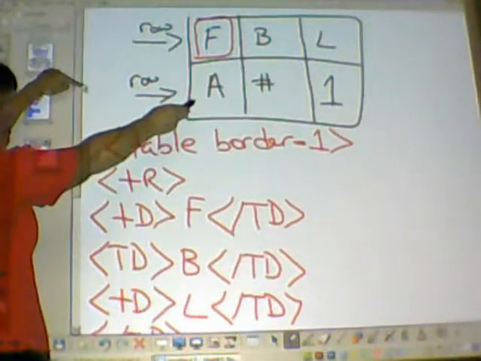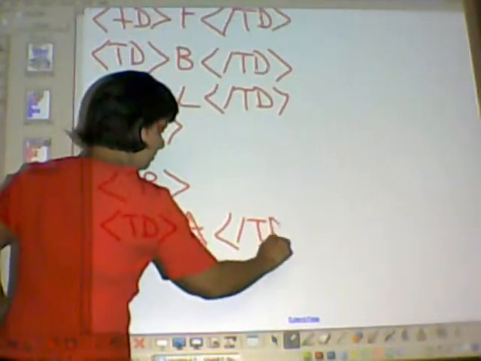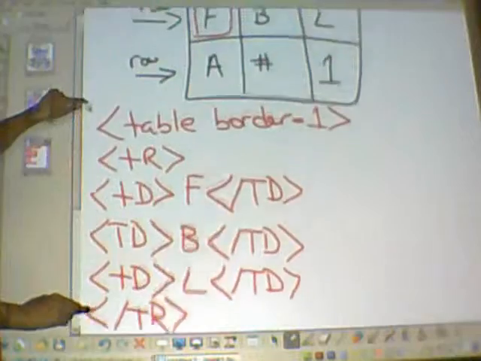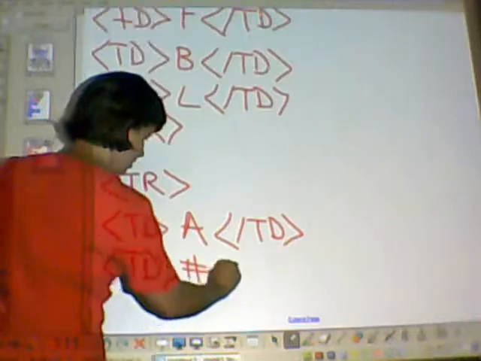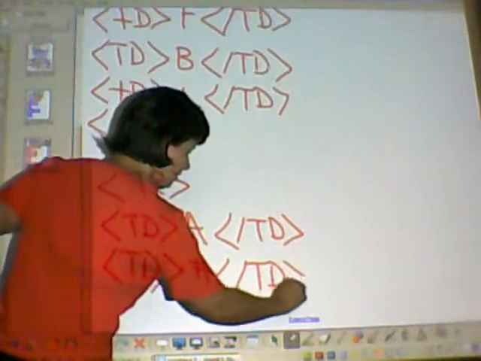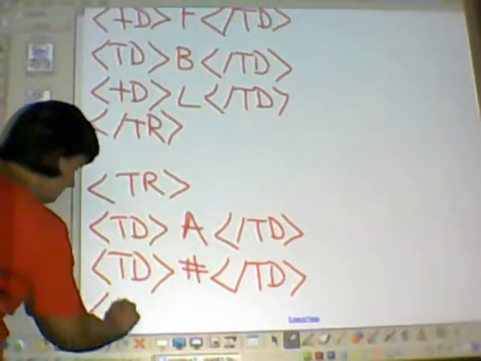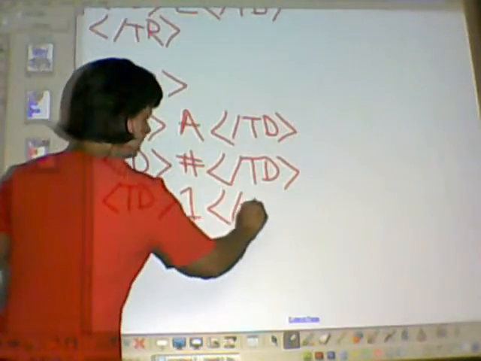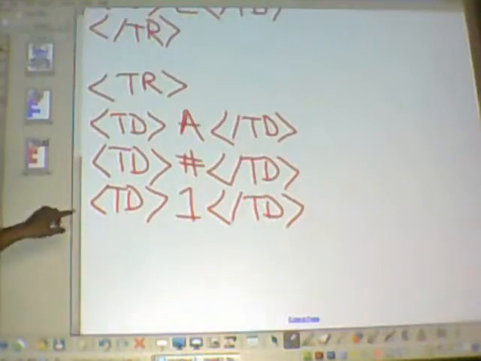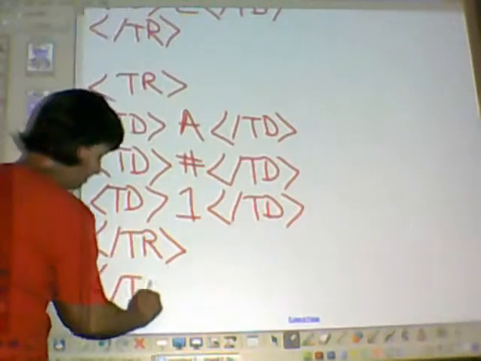What is my first data? A. And that table data. What's my second data? The number sign. I'm going to end that table data. And what's my last table data? The number 1, okay? So I'll do table data, a 1. I'll end that table data. Am I done with my row 2? What do I do? End my row. Then what do I do? And I'm going to end my table because I'm done with it.